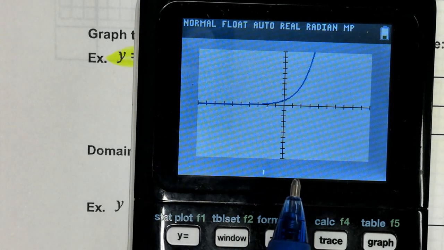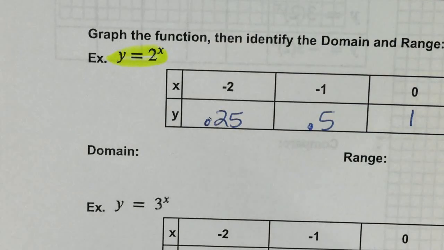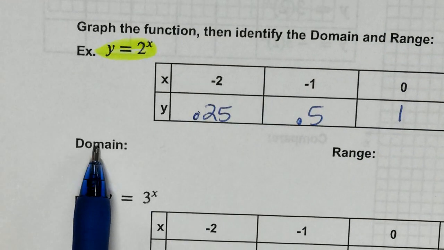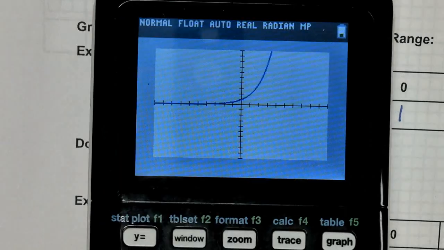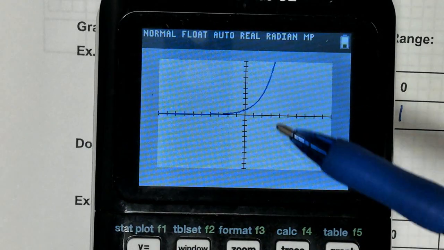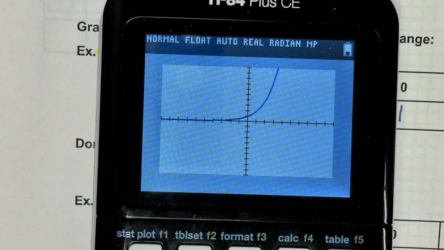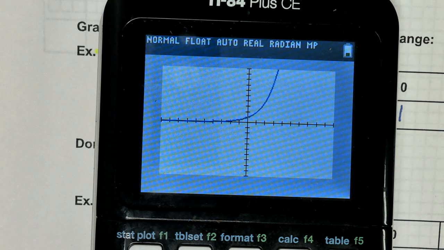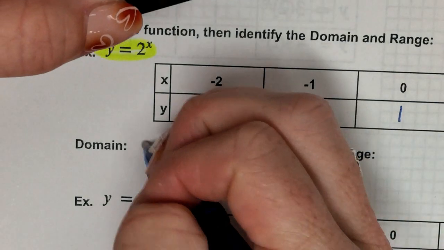Are we okay? Now, why did I have you graph it? Because it wanted you to identify the domain and the range. We haven't done this in a while. What is domain? X's. Does it ever stop going to the left? No. Does it ever stop going to the right? No. So what is my domain going to be? It keeps going forever. All real numbers.